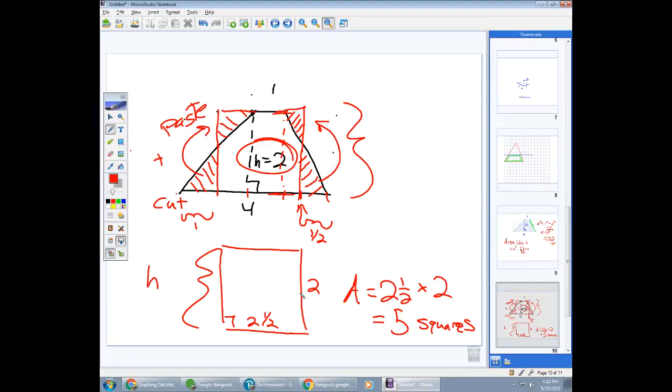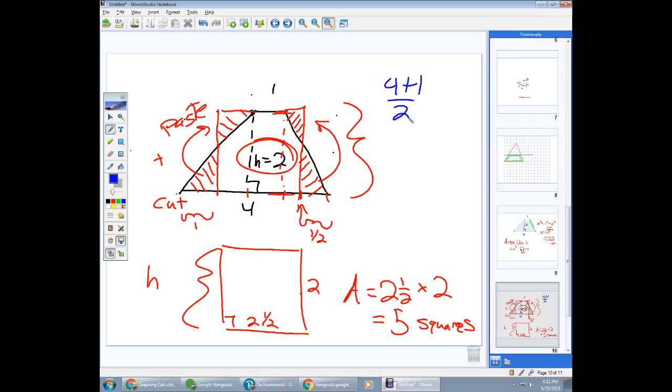Yep, that's average. When you share stuff, that's average. Remember we talked about average meaning sharing? Okay, so what was the base originally here? 4. And what was the top? 1. So if you take 4 plus 1 and cut it in half, isn't that the average of 4 and 1? 4 plus 1 is 5.